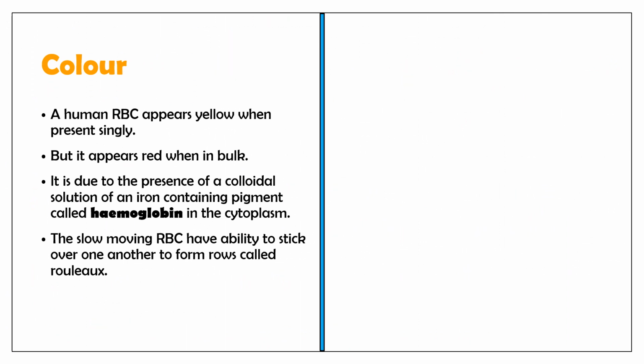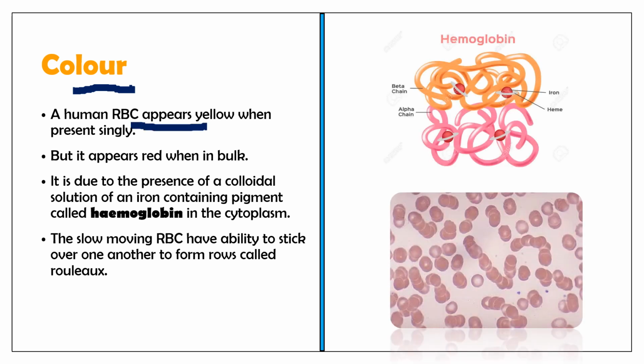Now here comes the color. As the name suggests, RBCs have red color, but it is not always so, because when RBCs are present singly, when there is a single RBC, the color is yellow, and when it is present in bulk amount, then it appears to be red. So why is this RBC red in color? The reason is the pigment known as hemoglobin. Hemoglobin is an iron containing pigment that provides the red color to the RBC, which is present in the cytoplasm of the red blood cell.